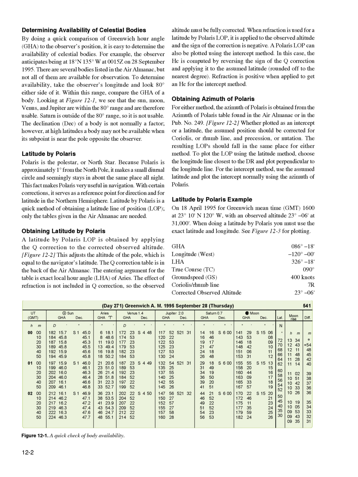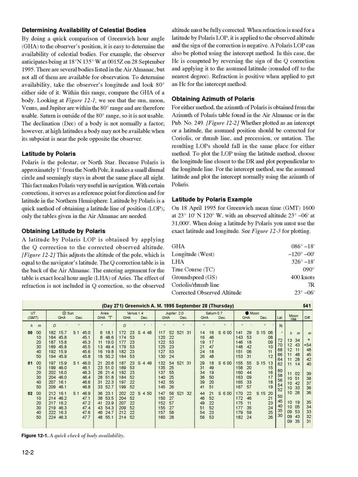To determine availability, take the observer's longitude and look 80 degrees either side of it. Within this range, compare the GHA of a body. Looking at Figure 12.1, we see that the Sun, Moon, Venus, and Jupiter are within the 80 degrees range and are therefore usable. Saturn is outside of the 80 degrees range, so it is not usable. The declination, dec, of a body is not normally a factor. However, at high latitudes a body may not be available when its subpoint is near the pole opposite the observer.